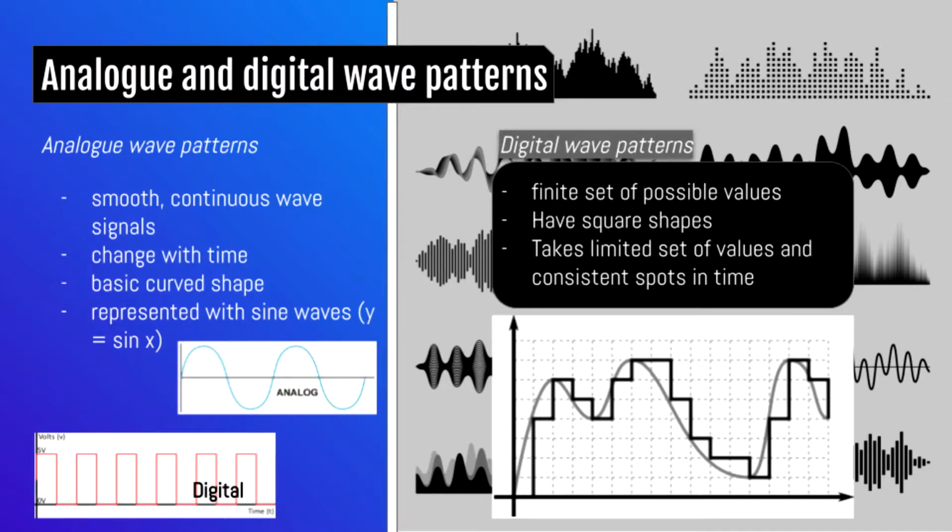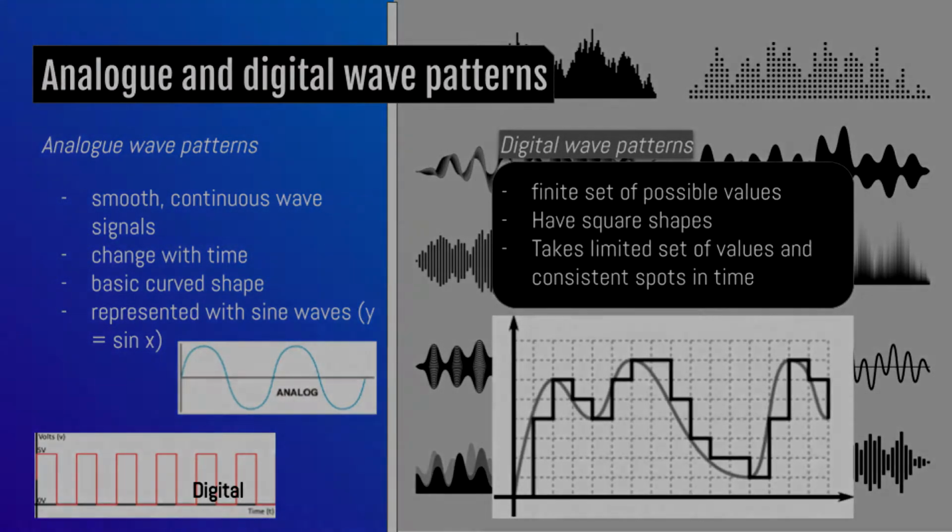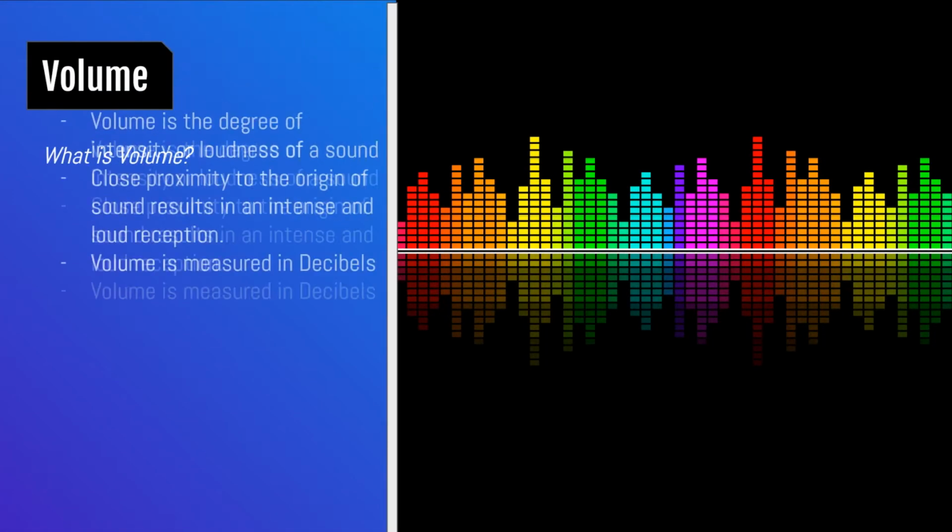recorded as they change. Digital wave patterns are different, however, as they have a distinct finite set of possible values and have a defined square and stepping shape to their graph. A digital wave pattern intakes a limited set of values and records at a consistent spot in time, separating different sounds at particular times. Volume is the degree of loudness, or the intensity of a sound wave.